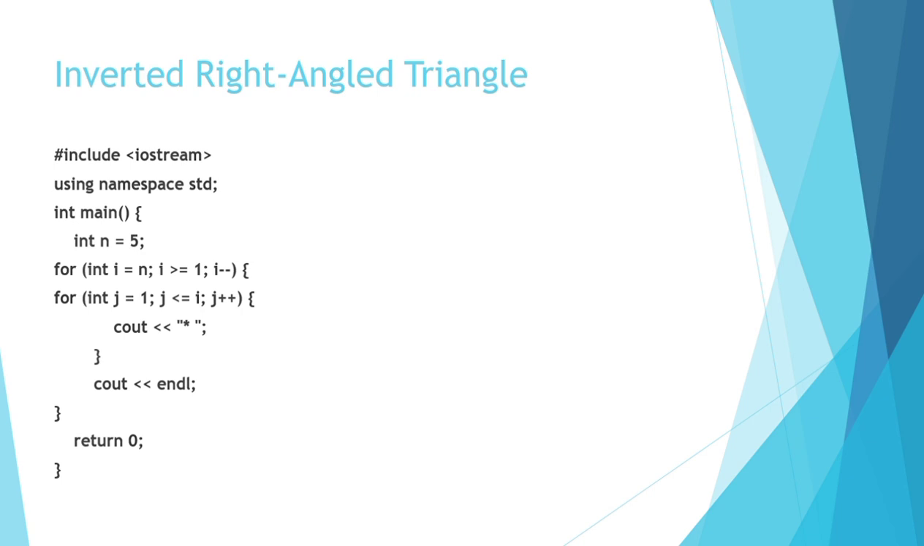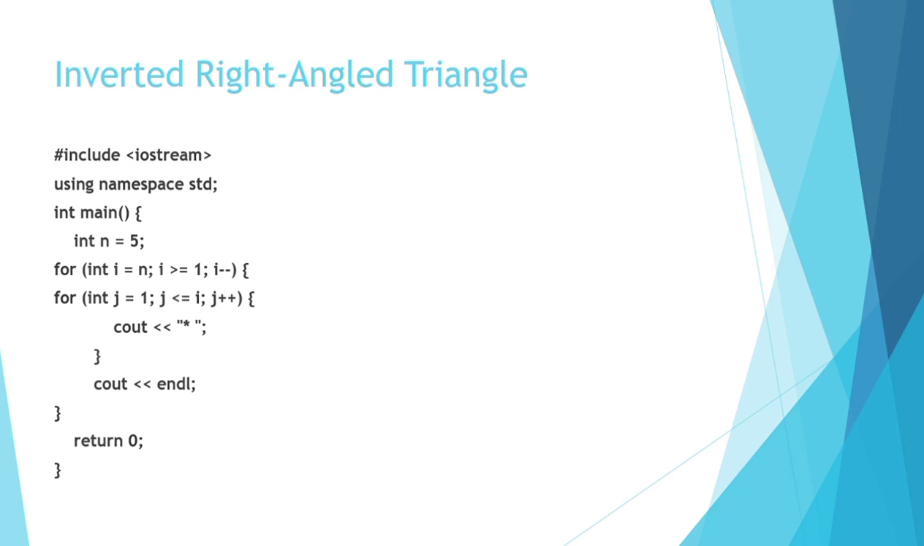Iteration 1, outer loop, i equals 5. The outer loop begins with i equals 5. The inner loop starts with j equals 1 and runs until j equals 5, inclusive, printing 5 stars. After the inner loop finishes, the outer loop moves to the next iteration and prints a new line to start the next row. Iteration 2, outer loop, i equals 4. The outer loop now has i equals 4. The inner loop starts with j equals 1 and runs until j equals 4, printing 4 stars. After the inner loop finishes, the outer loop moves to the next iteration and prints a new line.